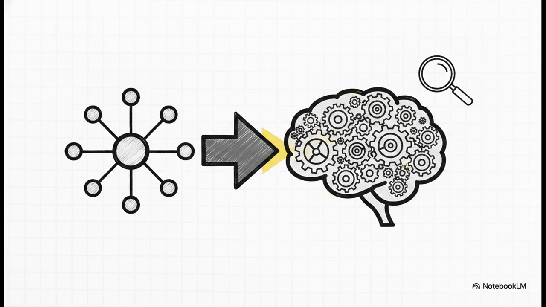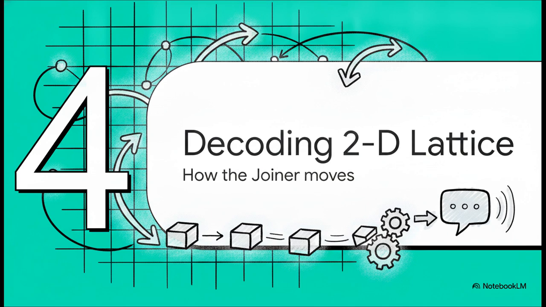It is the exact reason your phone instantly knows that the U is coming. Which brings us to Section 4, decoding the 2D lattice. Let's see how the joiner makes its move.